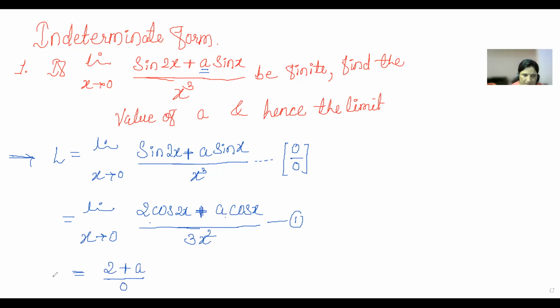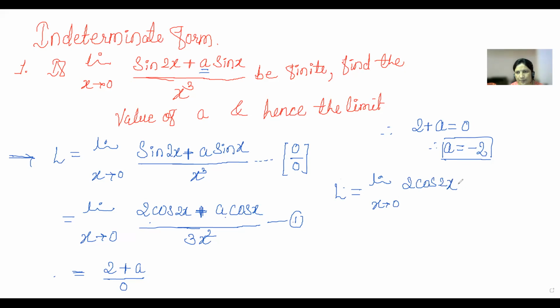Now this 0 I am shifting to the left hand side. Therefore, we are getting the equation 2 plus a is equal to 0. Therefore, a is equal to minus 2. Now put a equal to minus 2 in this first expression. So we are getting the limit as x tends to 0 of 2 cos 2x minus 2 cos x divided by 3x square.